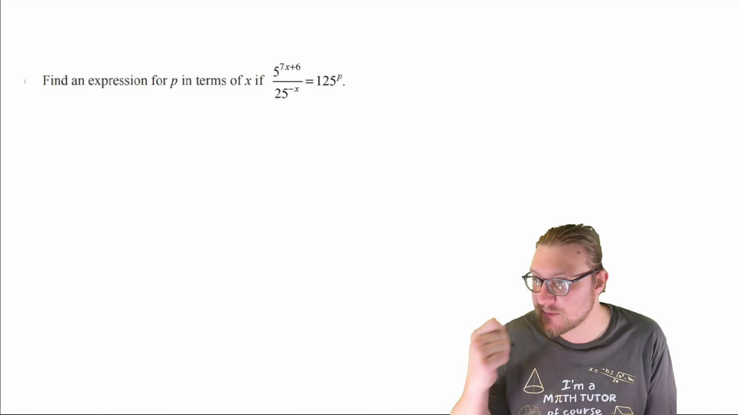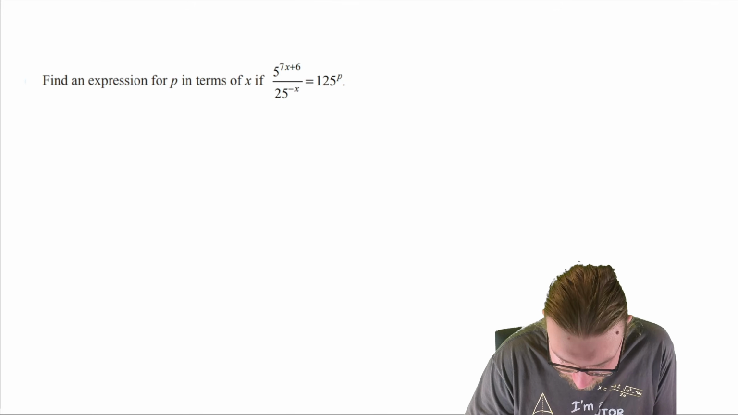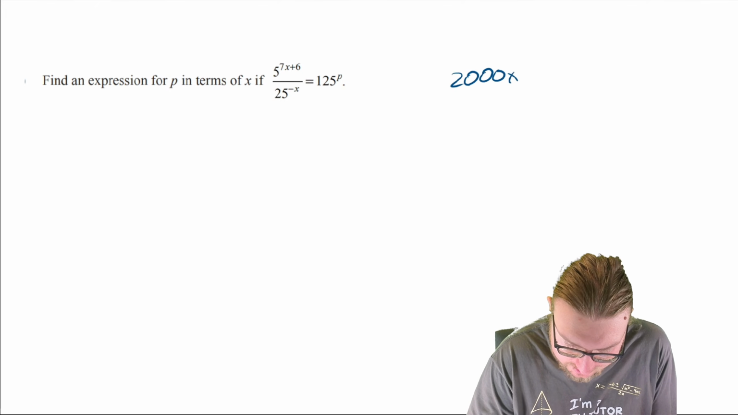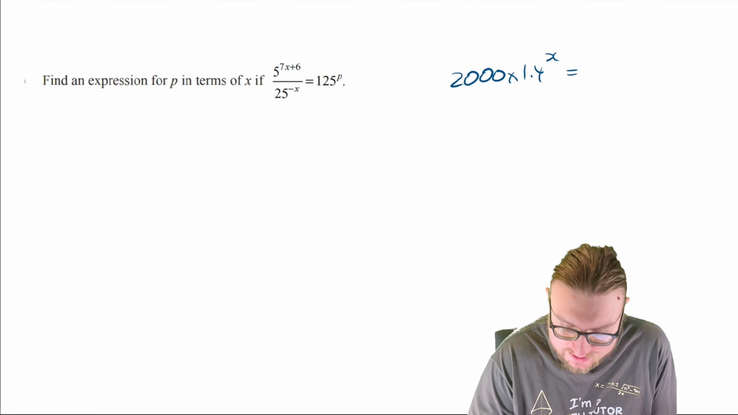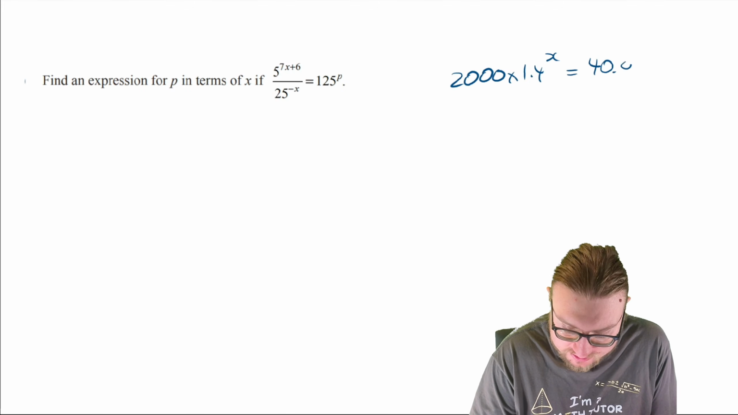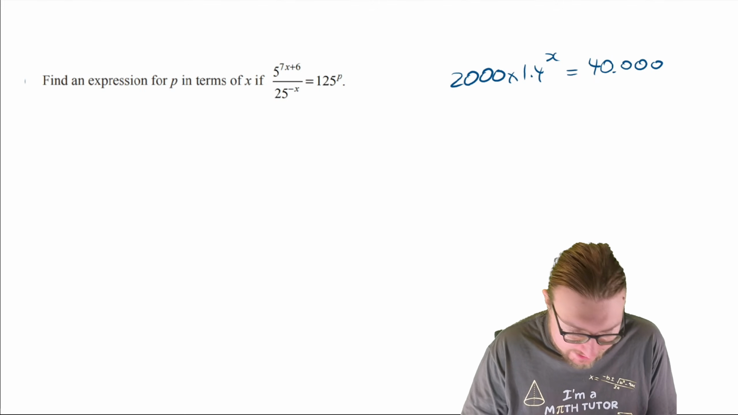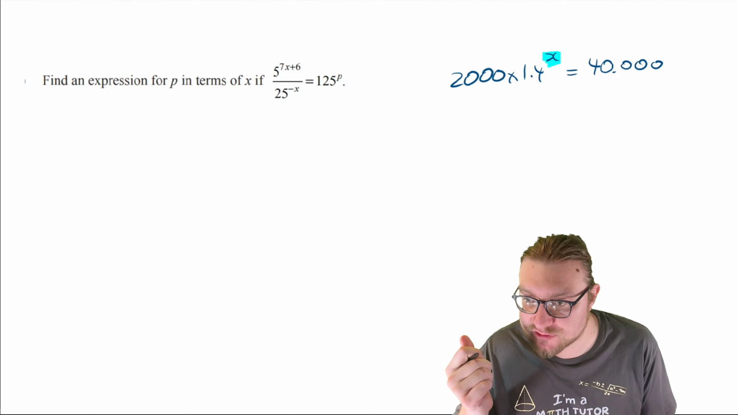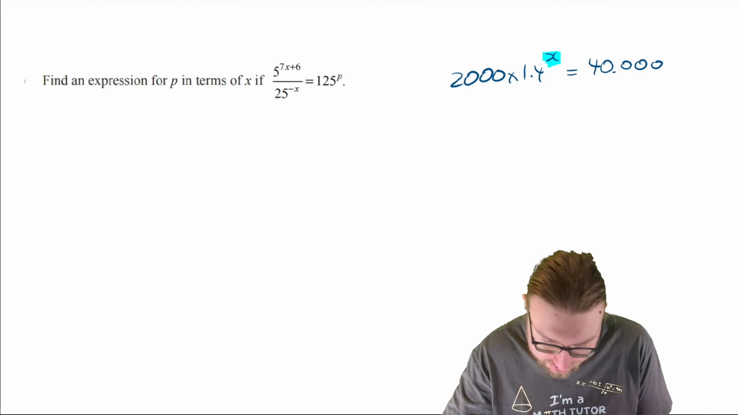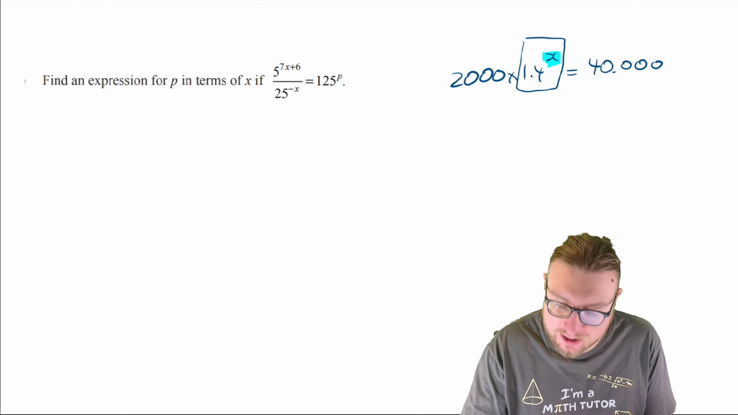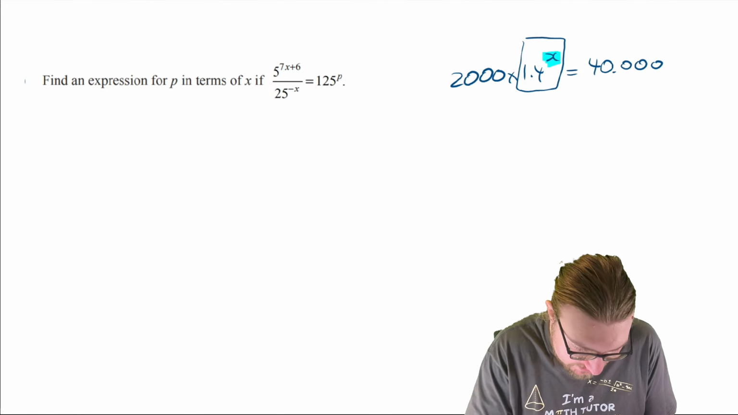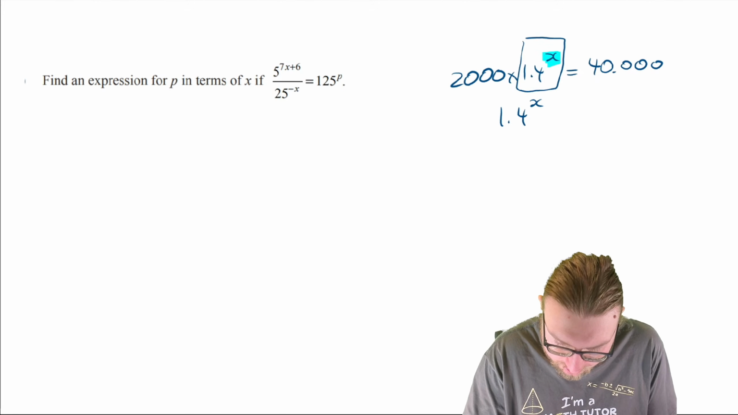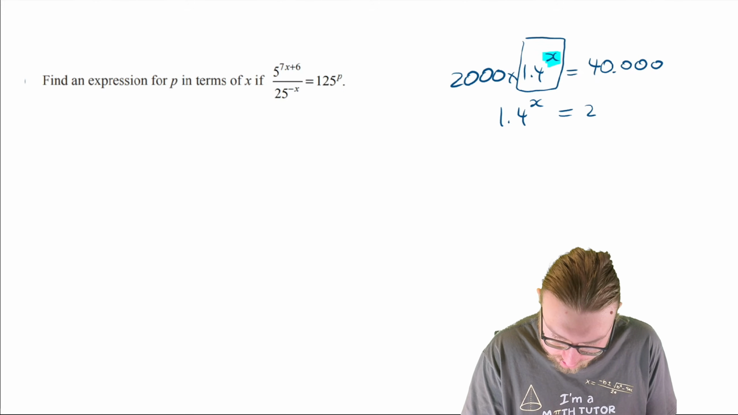And last time, what we kind of did is we said, if we have, let's say, 2000 times 1.4 to the power of x is 14,000 or 40,000. Doesn't matter. Here we had an exponent of just x on the top. And in these questions, what did you guys have to do? We have to isolate the term with the base and the power. So we divide both sides by 2000. So we're going to get 1.4 to the power of x is equal to 20.